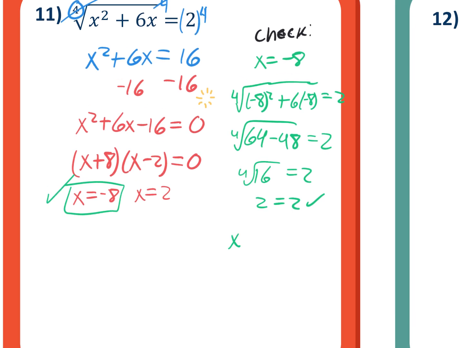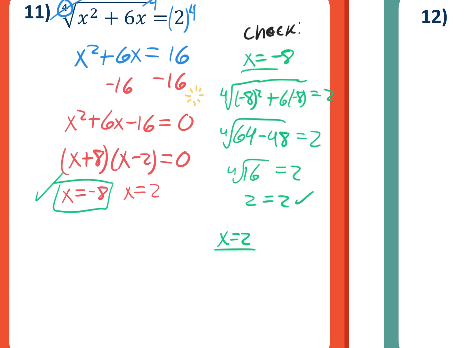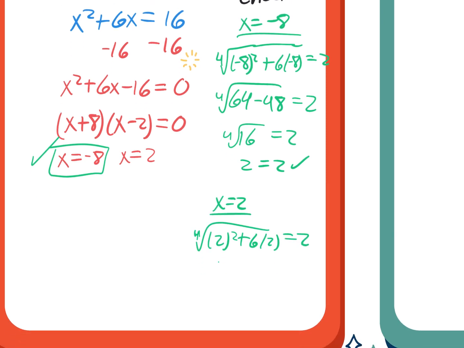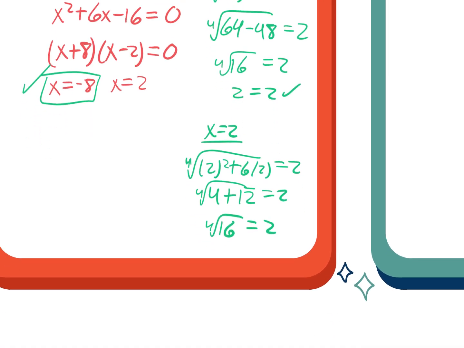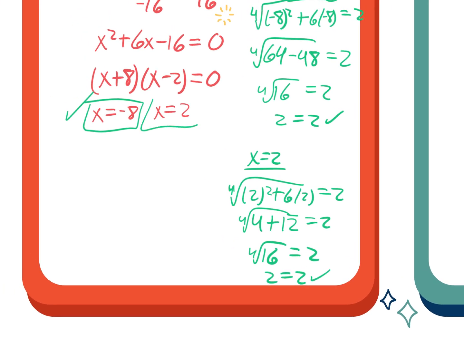Let's do the same thing with x equals 2. All right, let's check x equals 2. And we should get 2 squared plus 6 times 2, all under a 4th root equals 2. Let's see if this is true. 2 squared is 4. 6 times 2 is 12. And this is under a 4th root. And then 4 plus 12 is 16. So we get the 4th root of 16 is 2. And the 4th root of 16 we just said was 2. All right, so this is true as well. All right, so both of our solutions work.